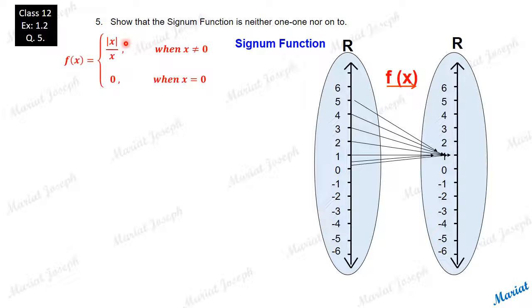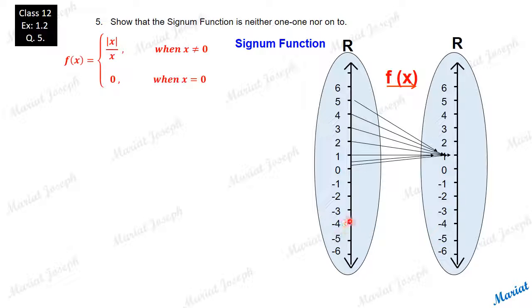Modulus of minus 3 is plus 3. X is taken as minus 3. Modulus of minus 3 upon minus 3. So numerator is plus 3, denominator is minus 3. So its value will be minus 1. So image of minus 3 is minus 1.